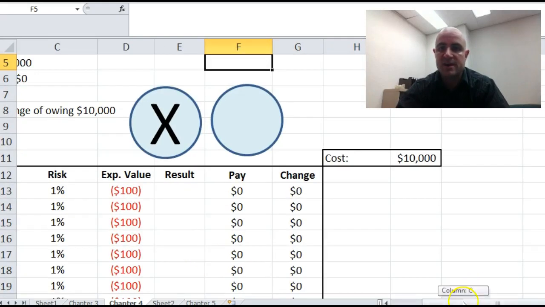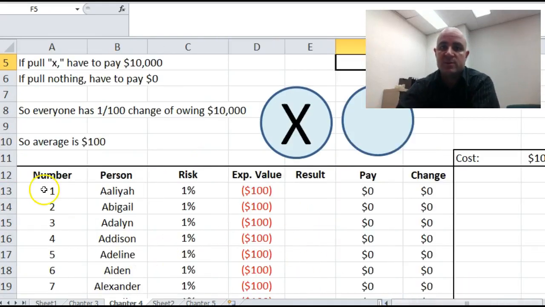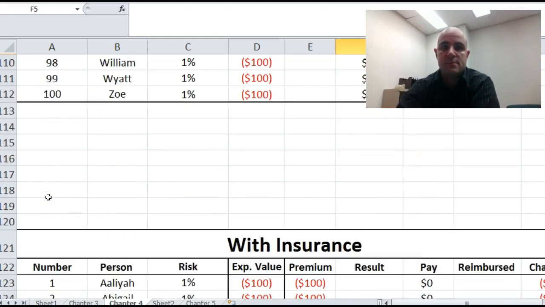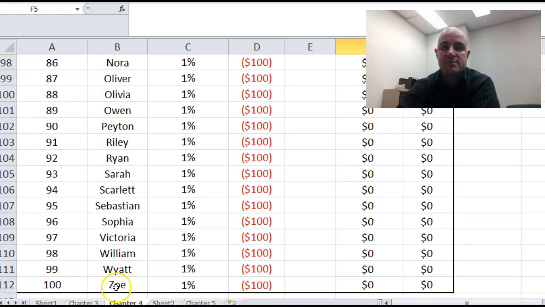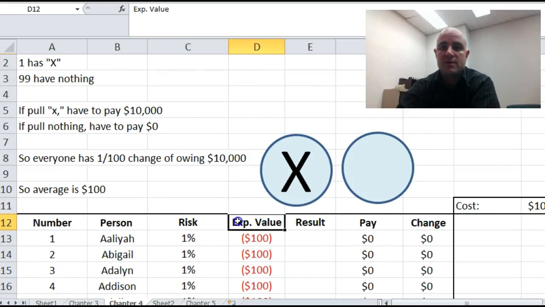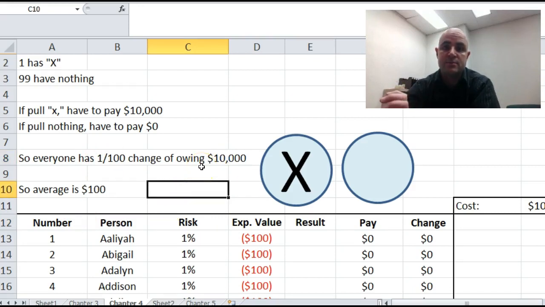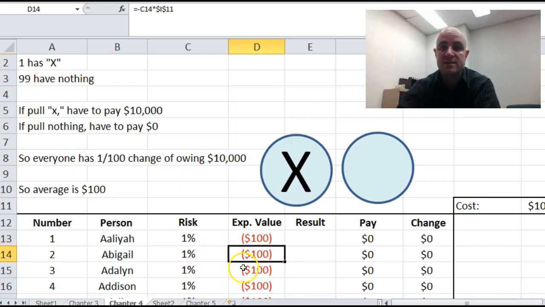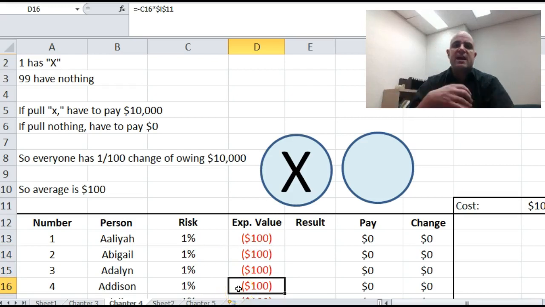So let's say we have our example here. So we have our 100 people. Each person has a 1% chance of having to pay $100. Or sorry, a 1% chance of having to pay $10,000. So the expected value for every person, because they have the same exact risk, is going to be $100. So let's go through and see what happens.